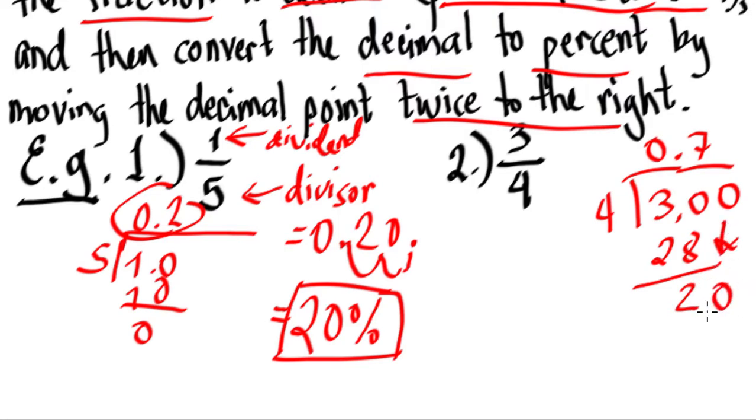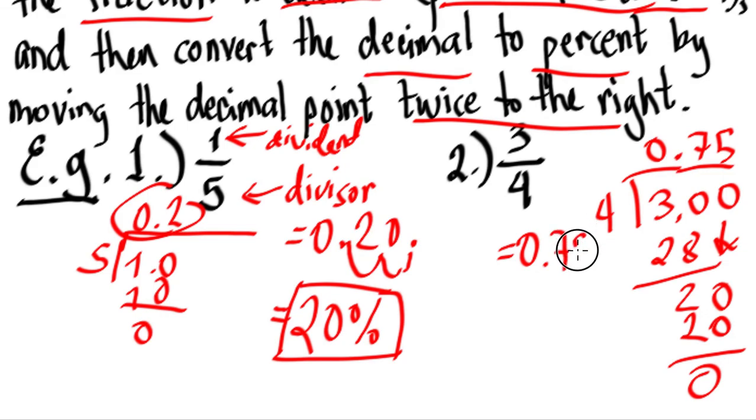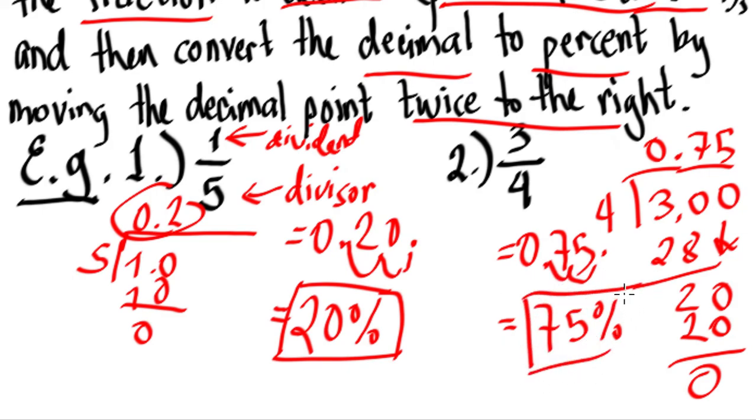So what we have is 20. 20 divided by 4 is 5. 5 times 4 is 20, and that leaves 0. So 3/4 in decimal form is 0.75. Converting this decimal to percent, we move the decimal point twice to the right and then add the percent sign. So this is equal to 75%. And that's the percent form of 3/4.